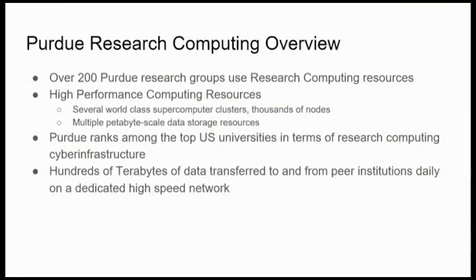Purdue ranks among the top US universities in terms of research computing cyber infrastructure. And most of it comes from our research infrastructure. We transfer hundreds of terabytes of data, both to and from peer institutions daily. And this entire process is done over our dedicated high-speed network, which follows a science DMZ model.